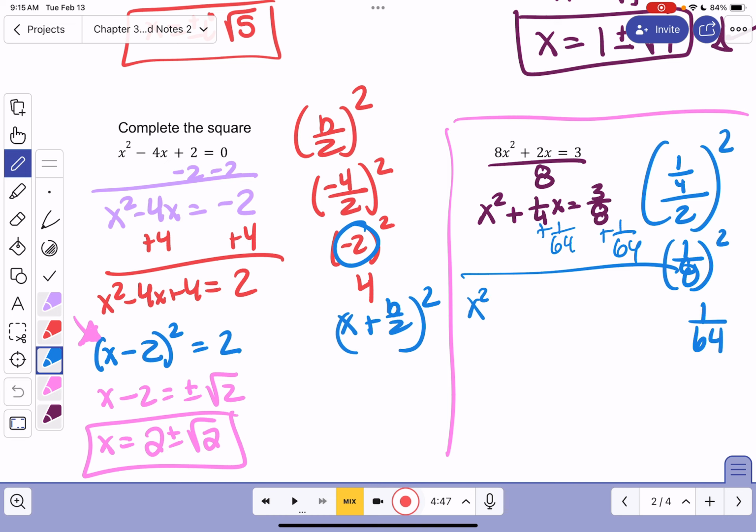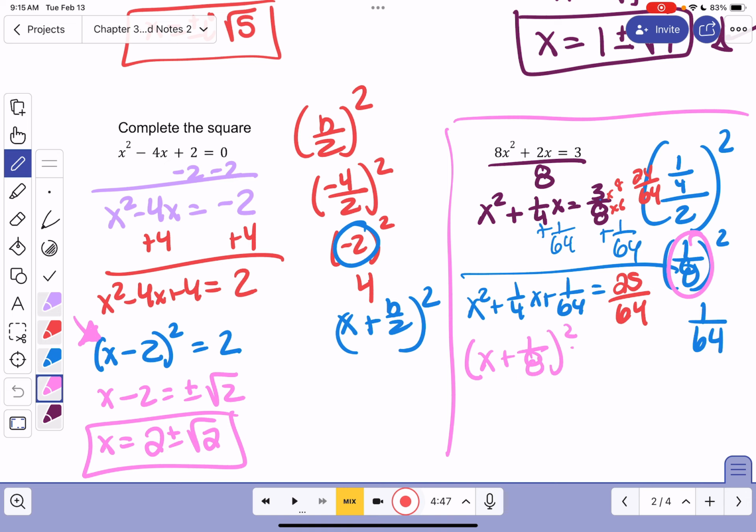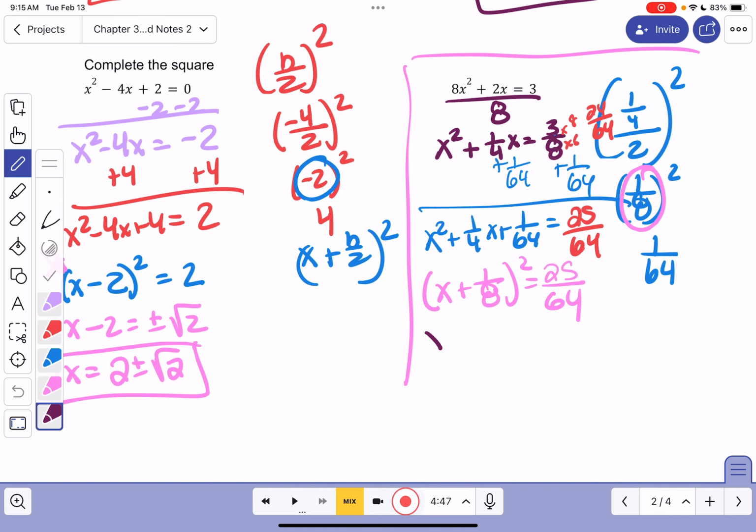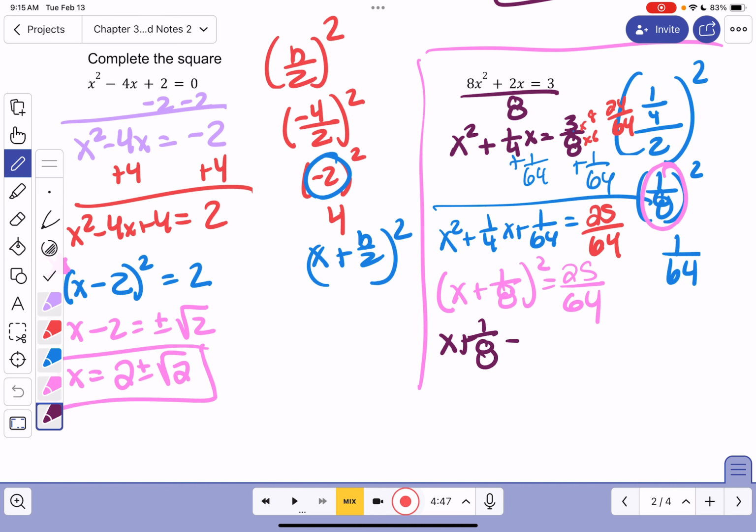x squared plus 1/4 x plus 1/64. And if I add these together, we'd have to multiply these by 8, so I'd get 24 over 64, which becomes 25 over 64 when I add 1. Rewrite this side to x plus b over 2 squared. Then to solve, I would take the square root of both sides. So the square root of 25 is 5, square root of 64 is 8, and we have plus or minus. So I would subtract this from both sides.